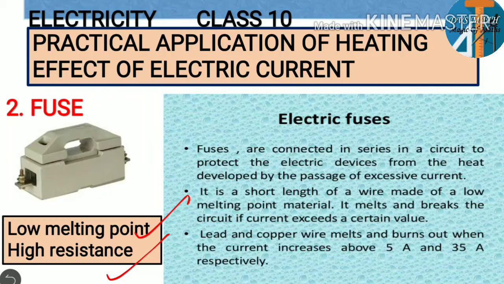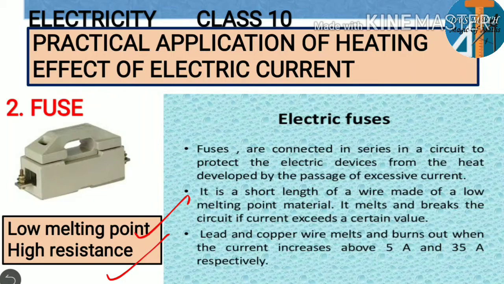So in this case, if an excess of electric current flows through a circuit, this fuse stops it, or you can say it resists the flow of charges. If it is resisting, it should have high resistance. So what is the property? The fuse has high resistance.